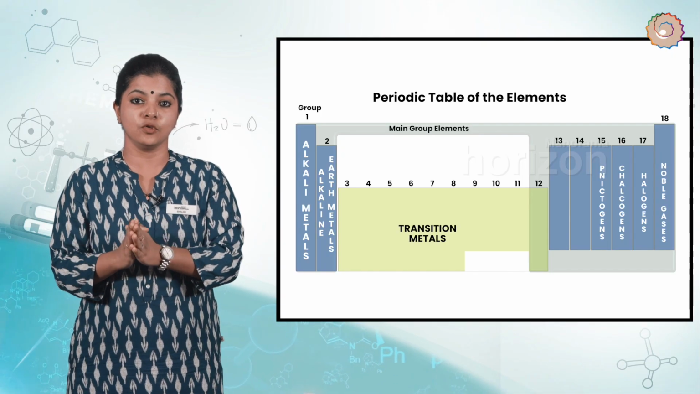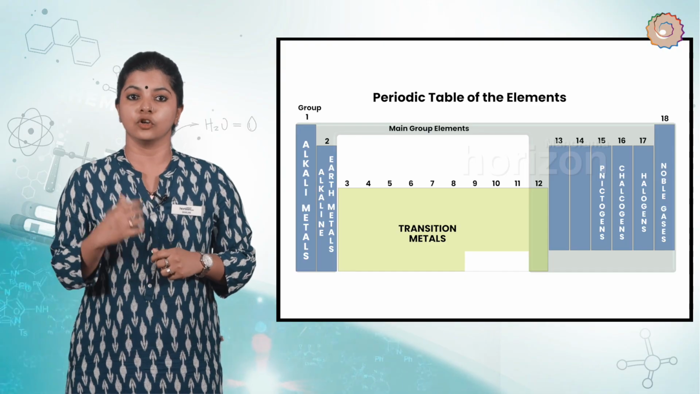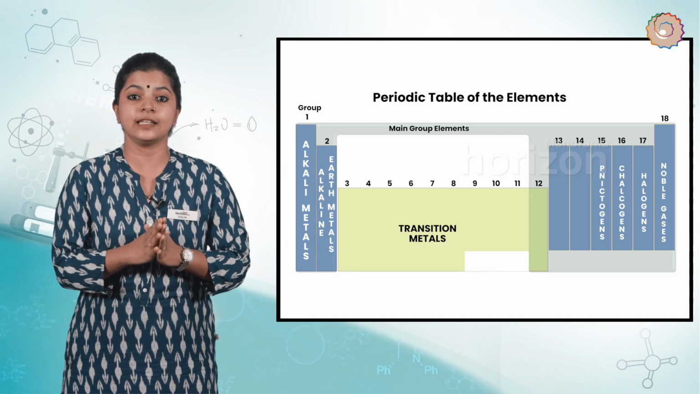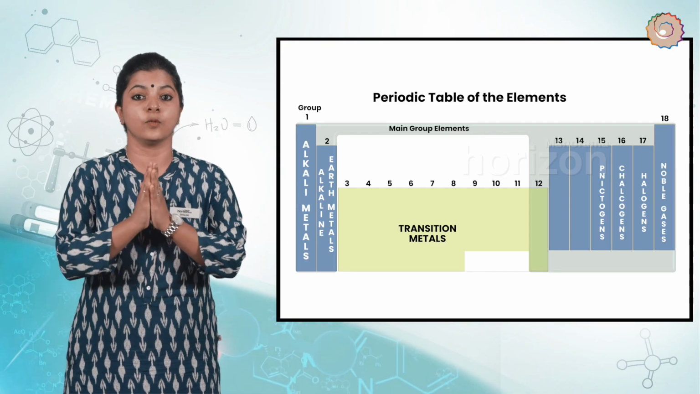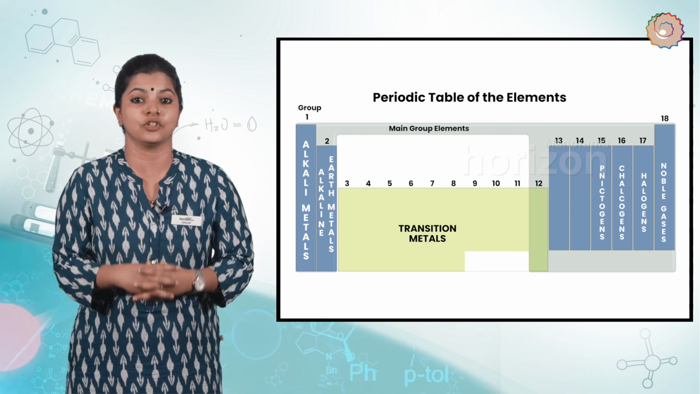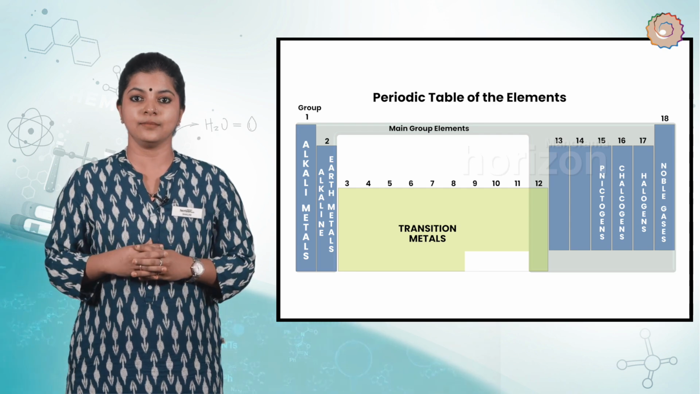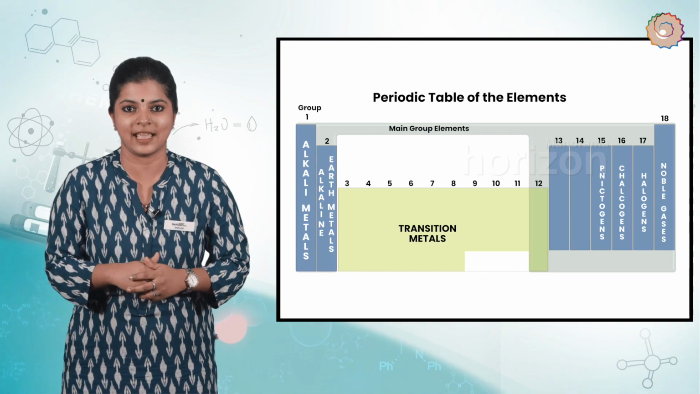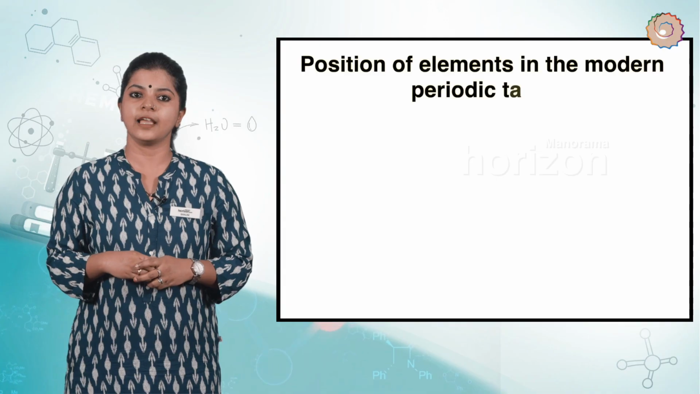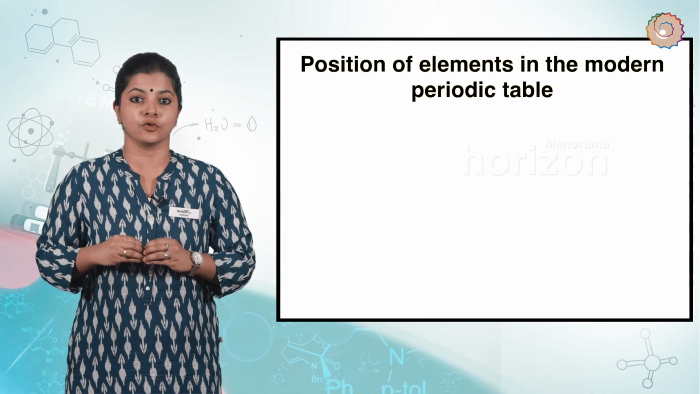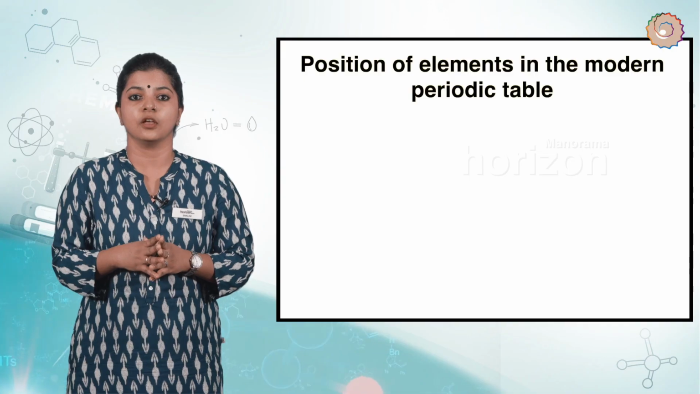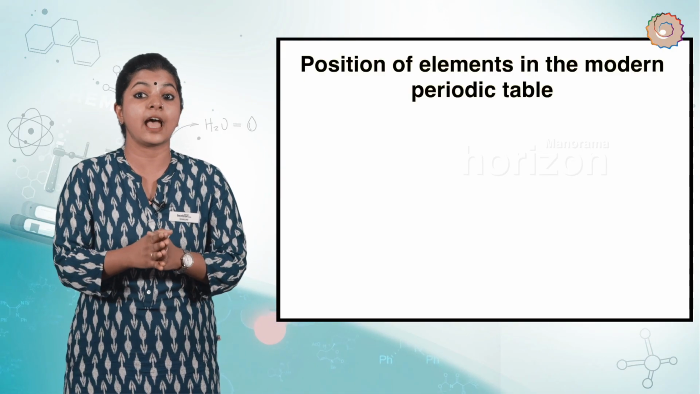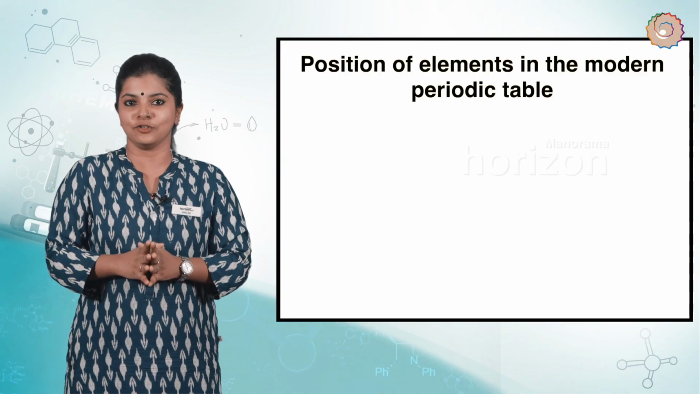Group 1 elements are known as alkali metals. Group 2 elements are known as alkaline earth metals. Group 15 elements are called pnictogens, whereas group 16 elements are known as chalcogens. Group 17 elements are known as halogens, and group 18 elements are known as noble gases. You will find that the elements present in any one group have the same number of valence electrons. For example, elements such as fluorine and chlorine belong to group 17 and have 7 electrons in their valence shell.